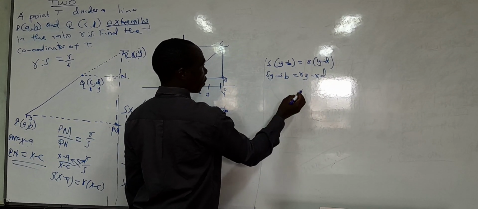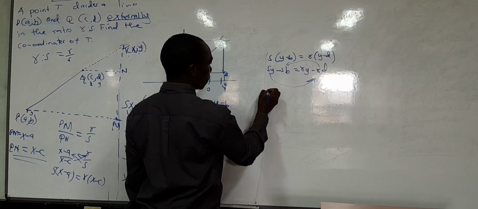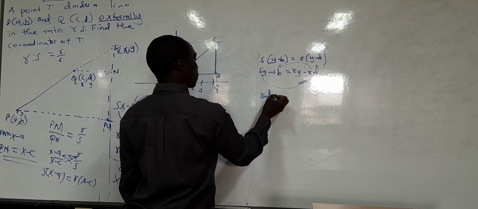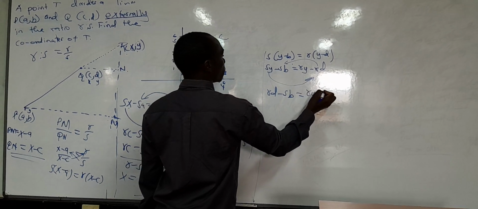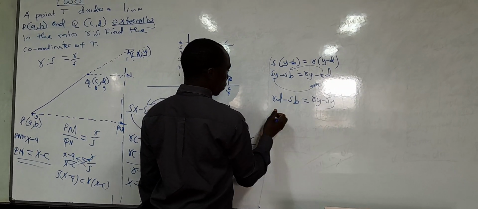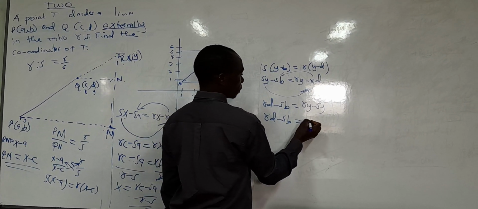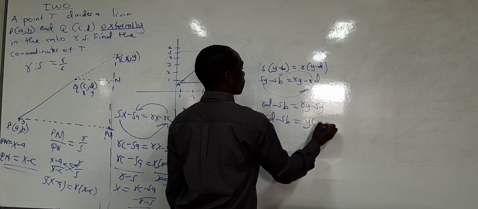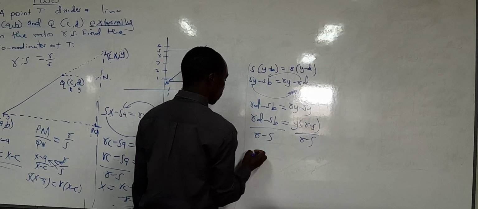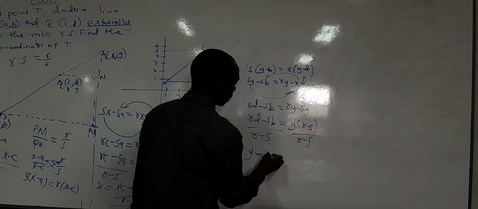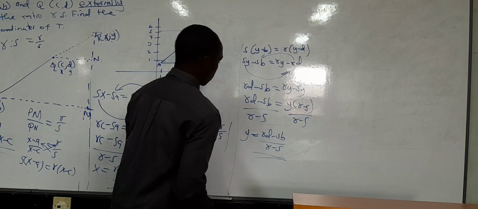Again, y and y common, so you bring this y on this other side, this on this other side. So we're going to have rb − sb be equals to ry − sy. You can see y is common, so you have rb − sb is equals to y into (r − s). Divide both sides by r − s, and y will be equals to (rb − sb) over (r − s) as our answer.